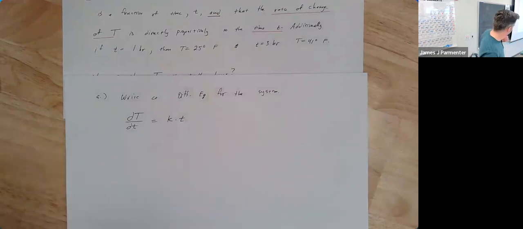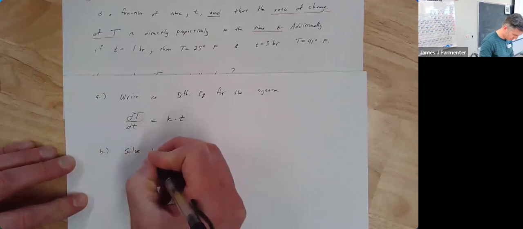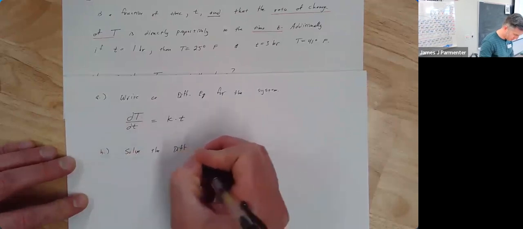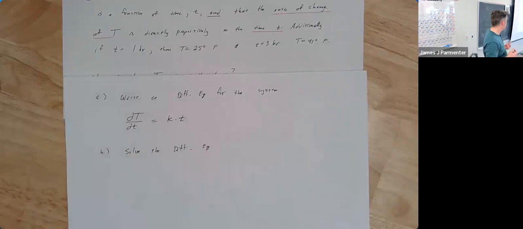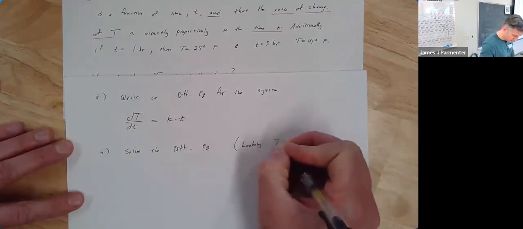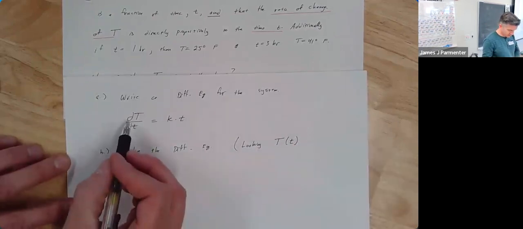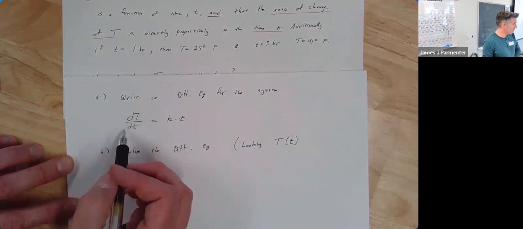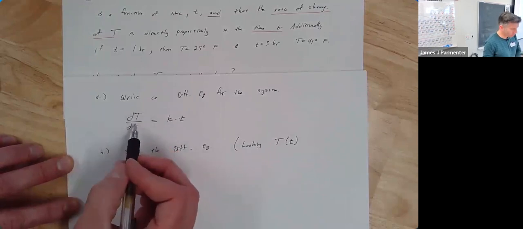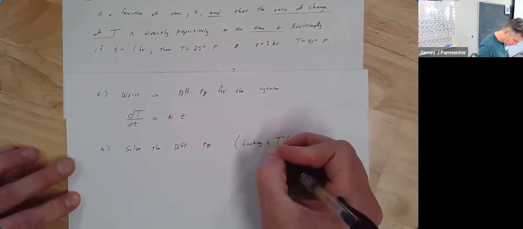Question 2, solve it. When someone says to solve a differential equation, what they mean is find the function. So we are looking for temperature as a function of time. If we have the derivative of temperature with respect to time, that means we're looking for this top thing as a function of this bottom thing.